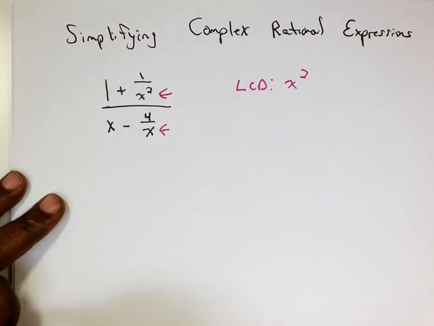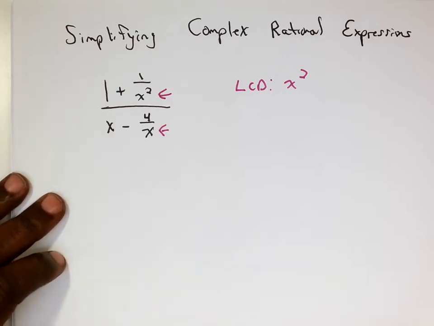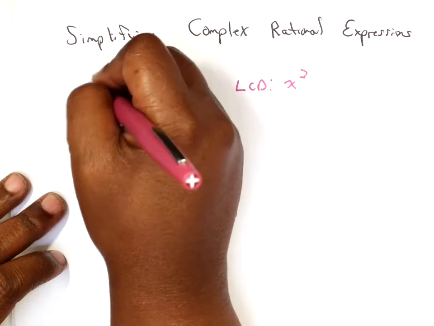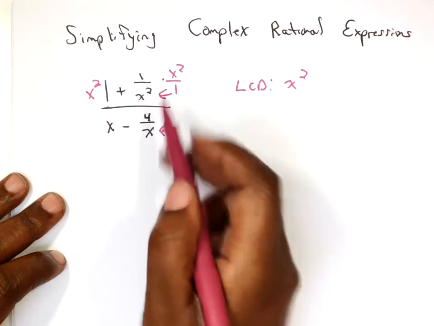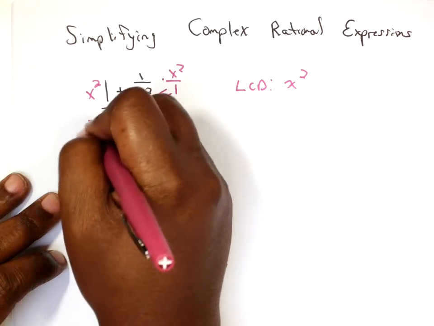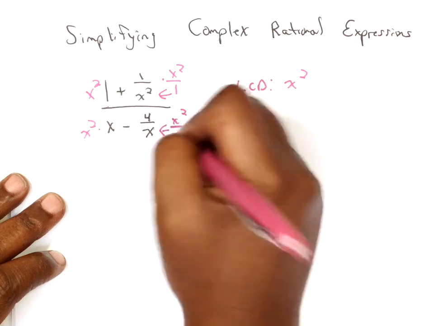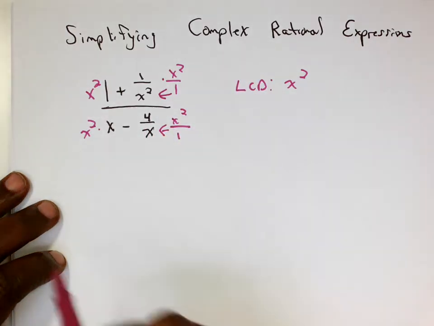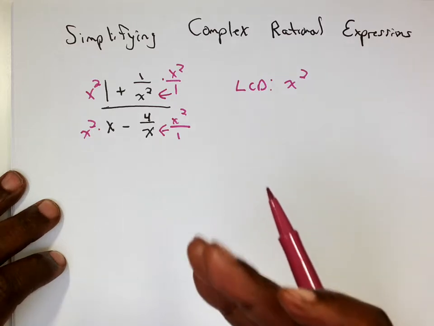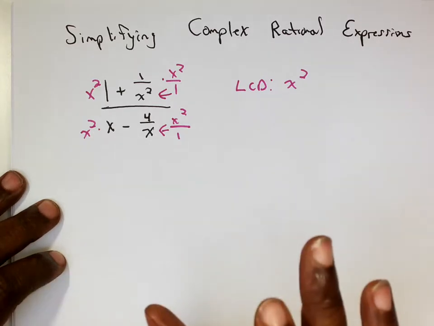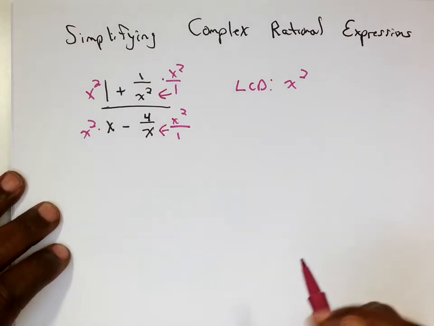So what I want to do is multiply each of these terms on the top and the bottom by that LCD of x squared. So I'm going to have to multiply it by the 1, the 1 over x squared, I have to multiply by the x and the 4 over x. So each term is getting the exact same thing because what I'm doing is multiplying by 1 to clear out these smaller fractions. So I'm not changing the value of anything. I'm just changing the way that it looks.